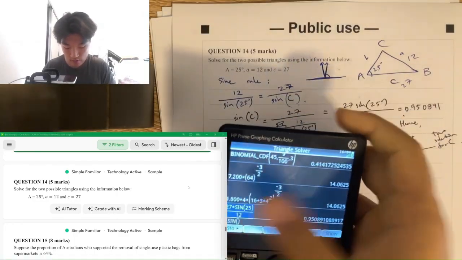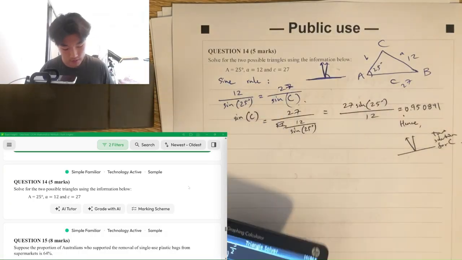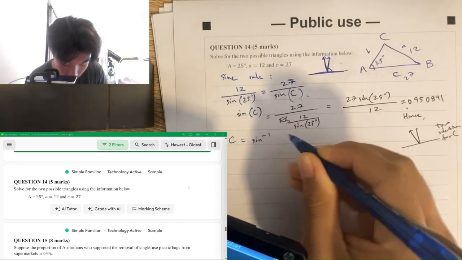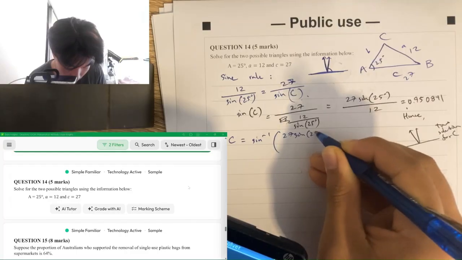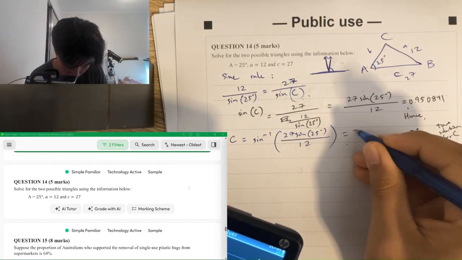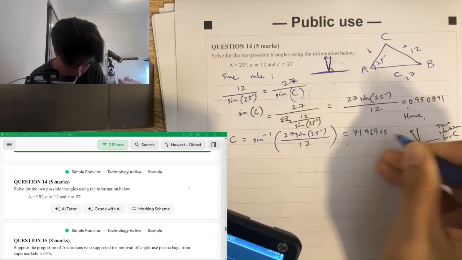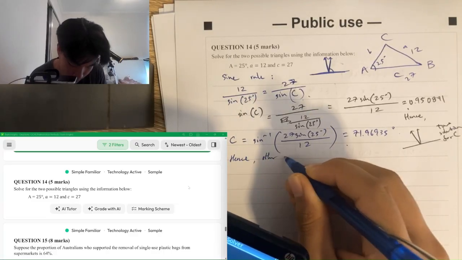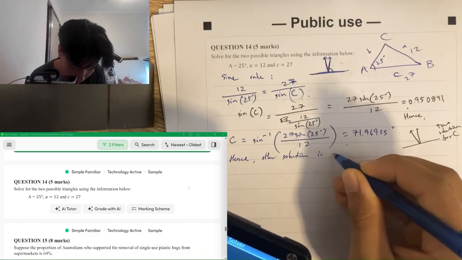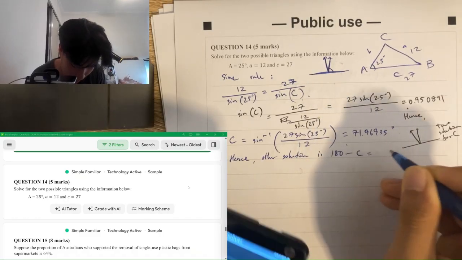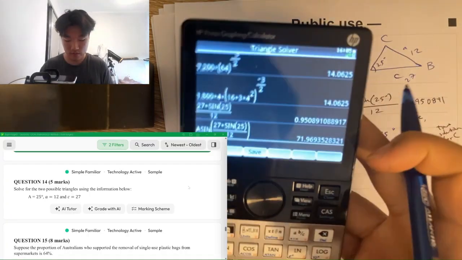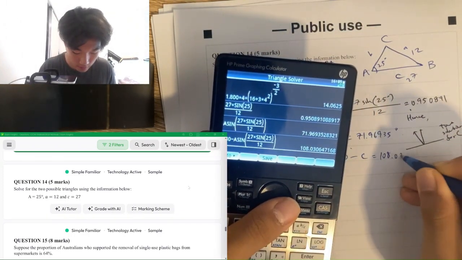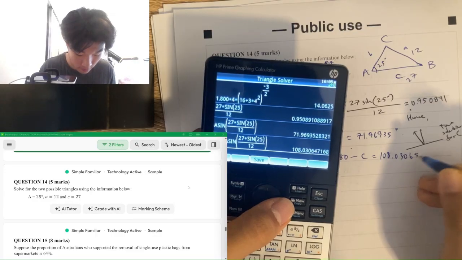Inverse sine of this. We get the acute angle, right? The base angle solution. Inverse sine, 27 sine of 25 degrees over 12, 71.9693 degrees. Hence, the other solution is 180 minus C. Right, we want the other obtuse solution. We go 180 minus C, and we get 108.03065 degrees.